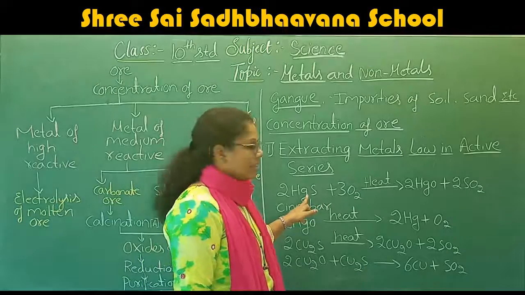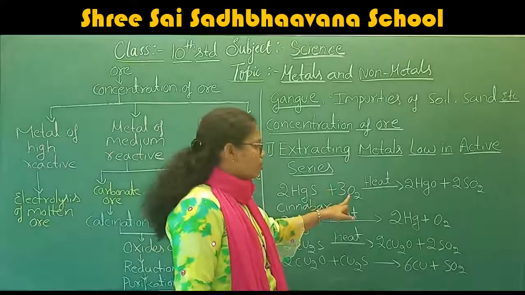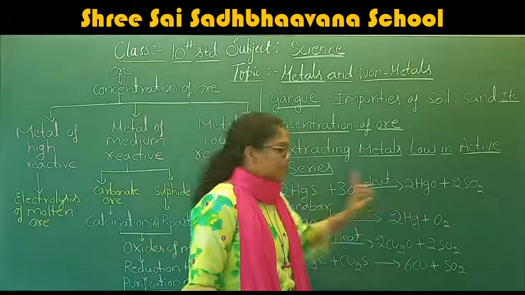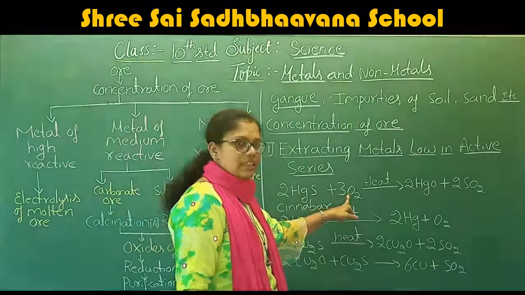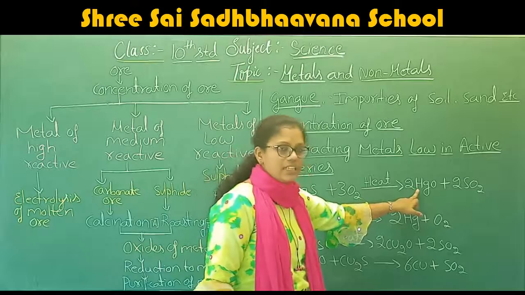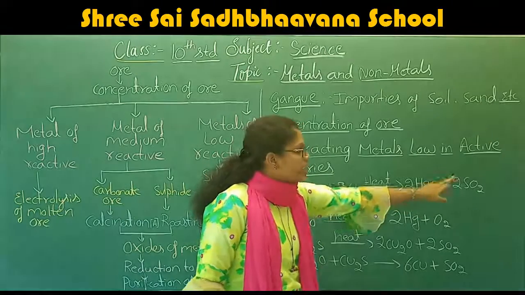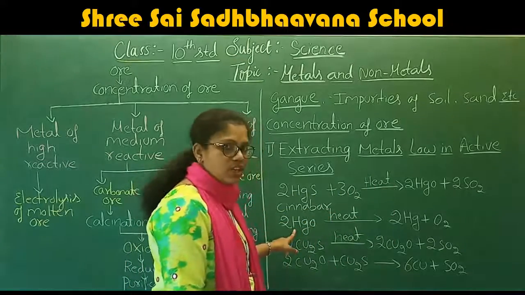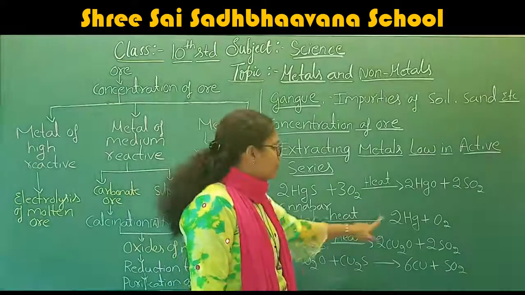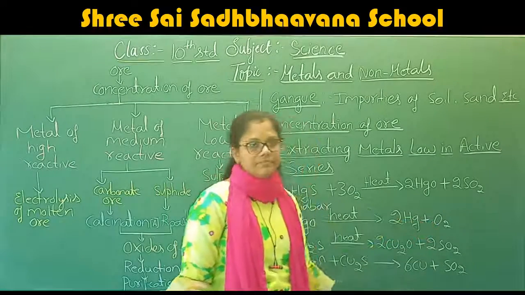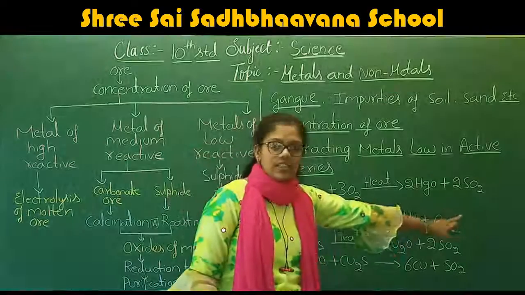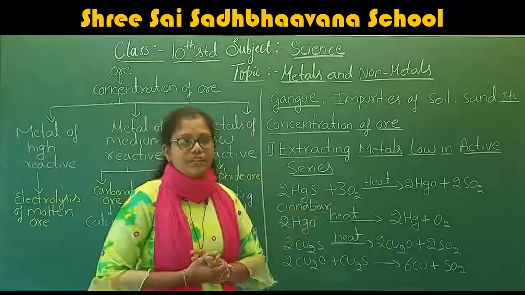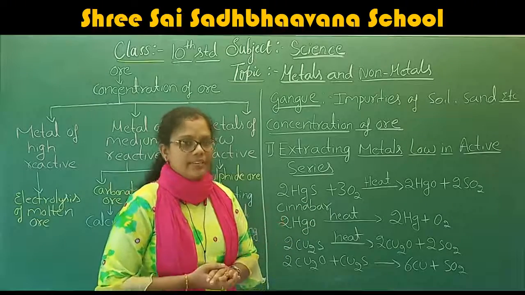First, the metal sulfide undergoes roasting, that is heating in the presence of oxygen. It converts into the metal oxide. Mercuric sulfide, when heated in the presence of oxygen, converts to mercuric oxide, plus sulfur dioxide gas is evolved. After that, when the mercuric oxide is heated, it converts into mercury plus oxygen. Finally, the obtained metal, when you undergo refining, gives you pure metal.